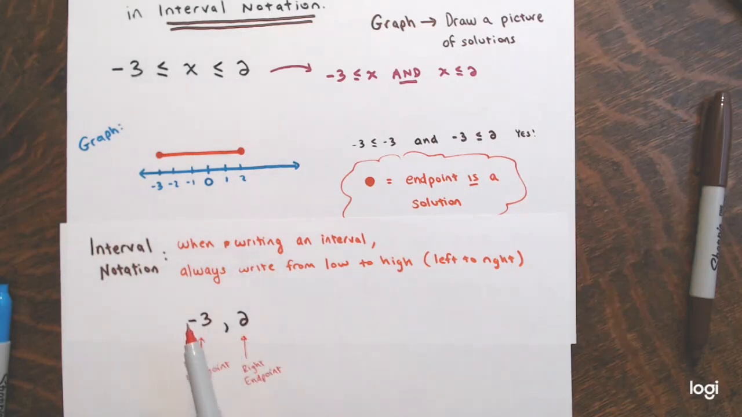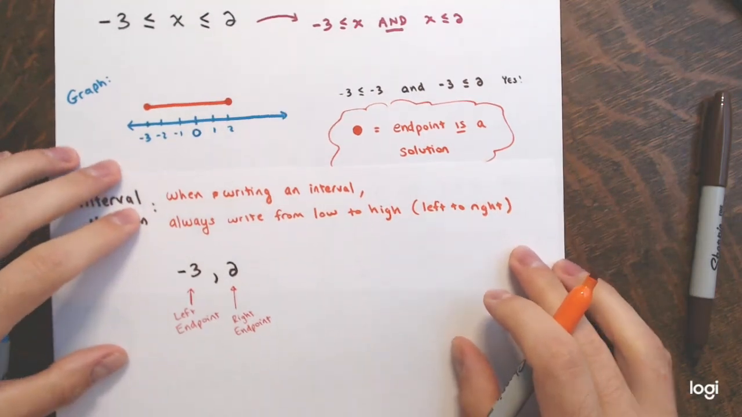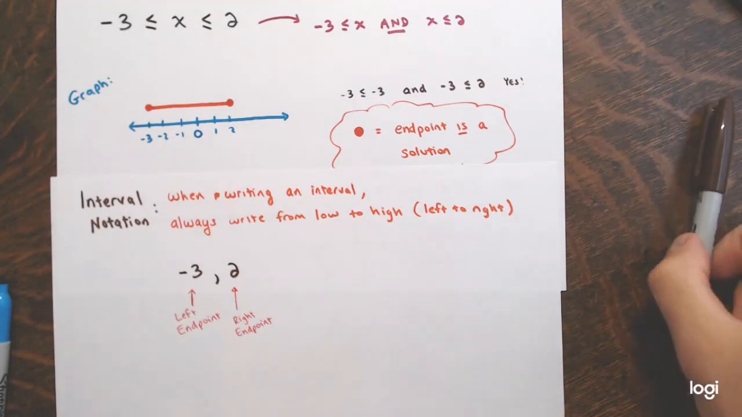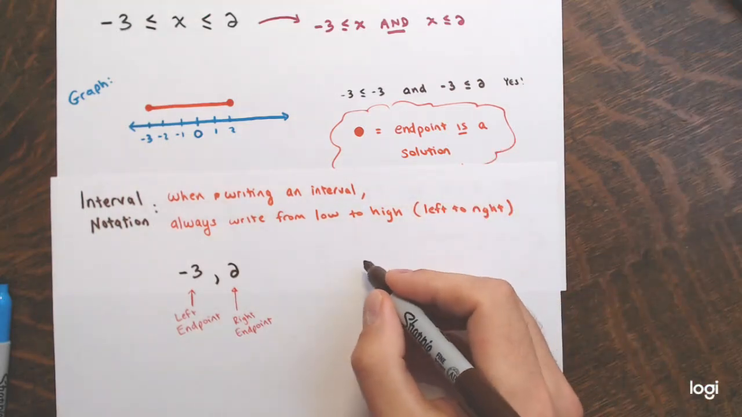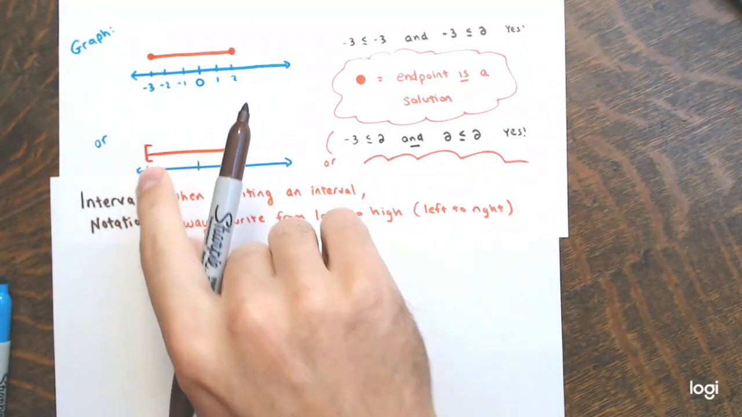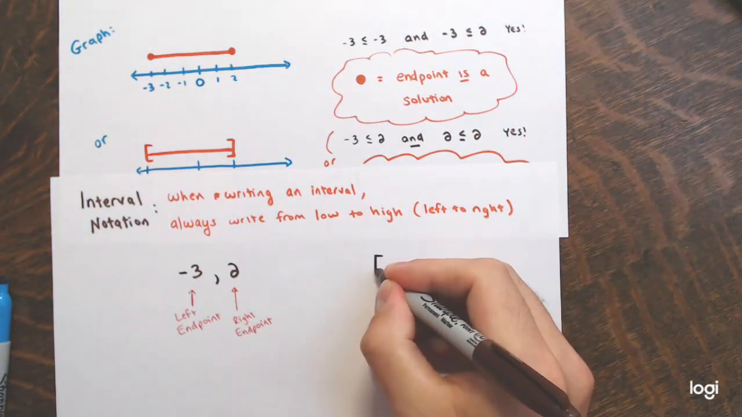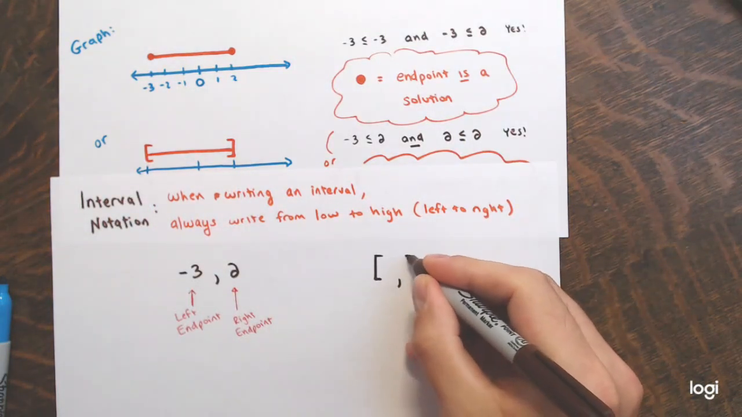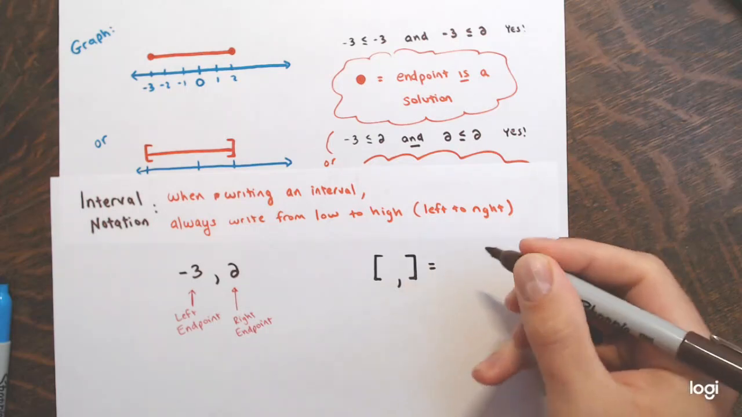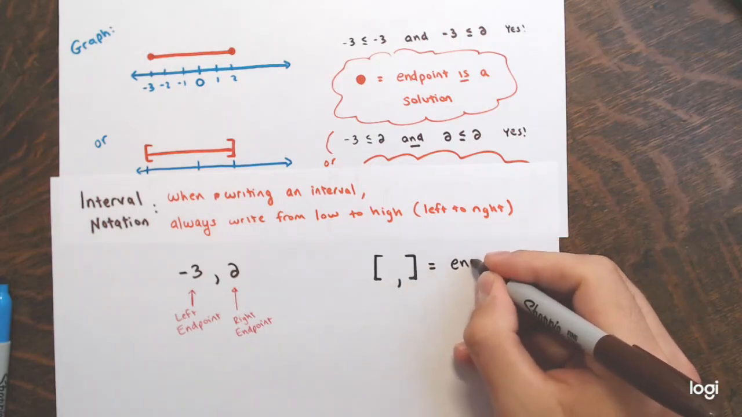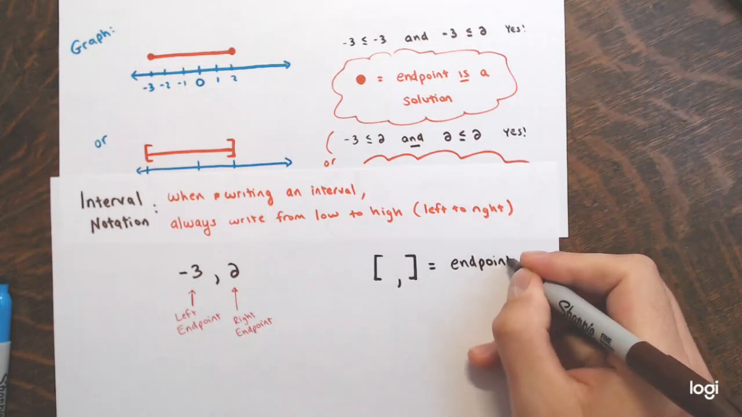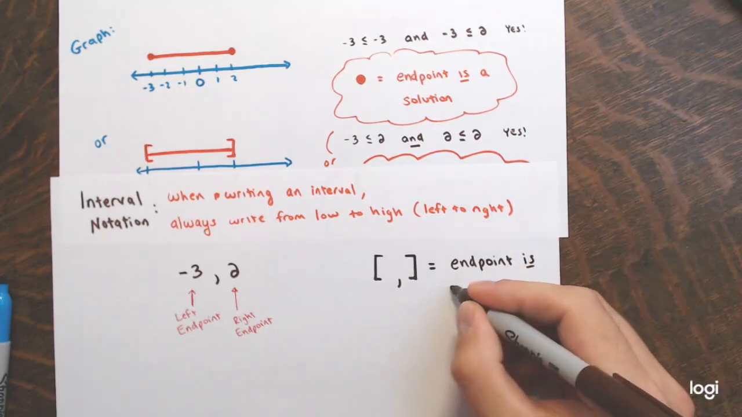And then you're going to cap these off. You write the left endpoint, comma, right endpoint, and then we're going to cap them off with either a square bracket or a parenthesis. So kind of like the graph I put up earlier. You're going to put one of these square brackets, these rectangular brackets, to indicate that the endpoint is a solution of the inequality.